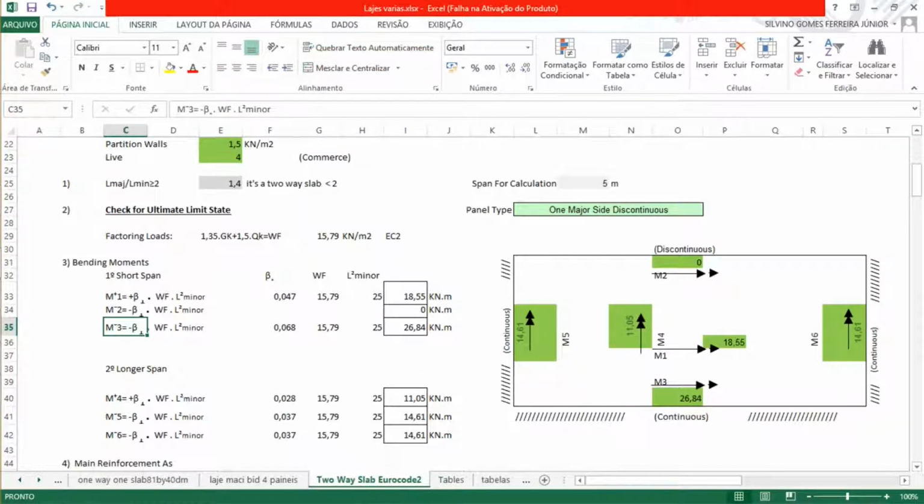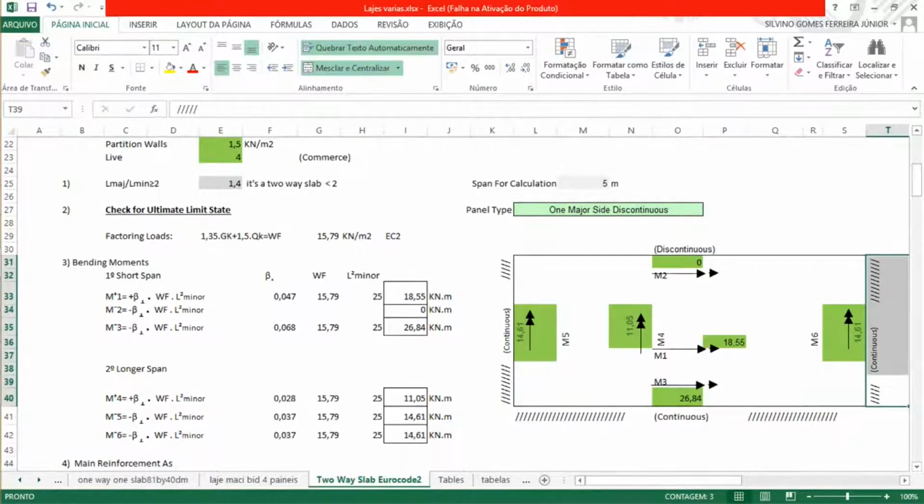M3 will be on this side, perpendicular to the shorter side. So those are the coefficients we are looking for, the coefficients of the shorter side, because these moments, as you can see, this is a double arrow, so it's like torsion. So the moment will be transferred to the shorter side. That's why we're going to find the coefficients that are perpendicular to the shorter side.